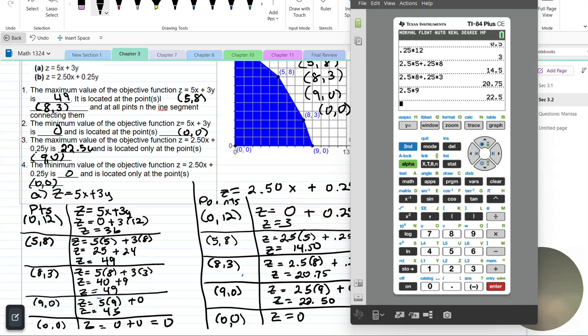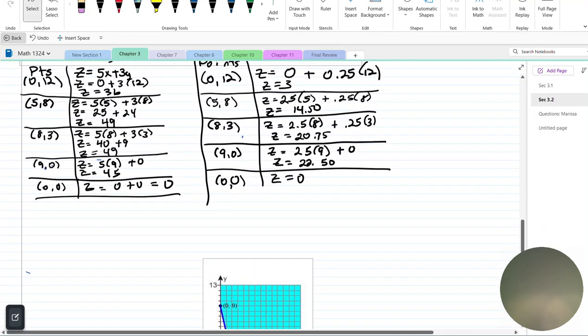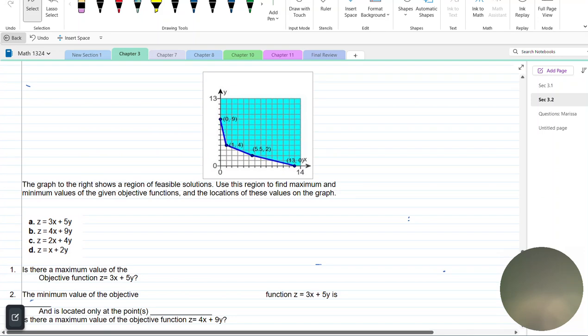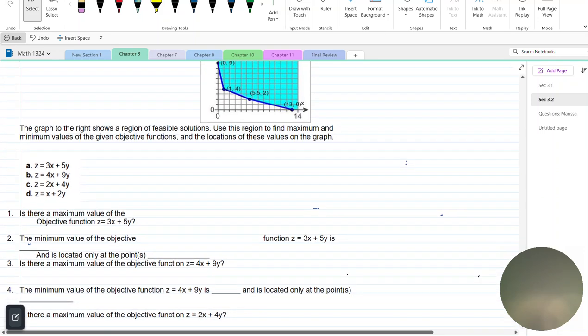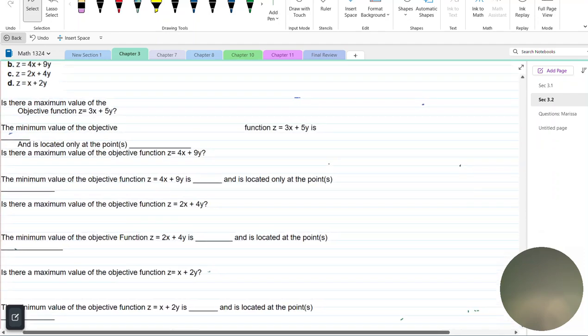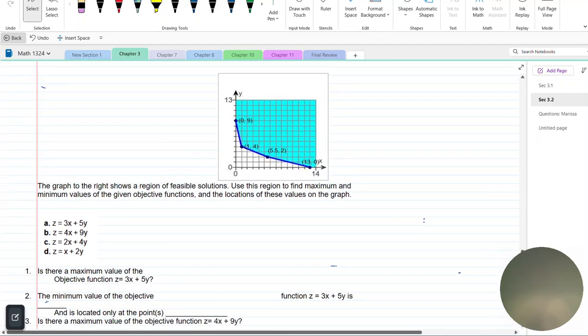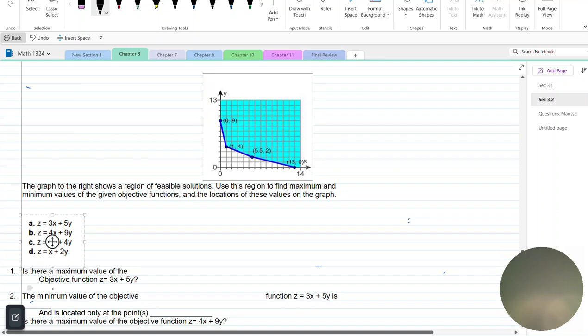Kind of meaningless, isn't it? Yeah. All right. So now we have another one that's an inequality. This is unbounded. And so we're going to do this one as well. And there is a maximum. Is there a maximum value for objective z equals 3x plus 5y? And the answer is no. It is unbounded.